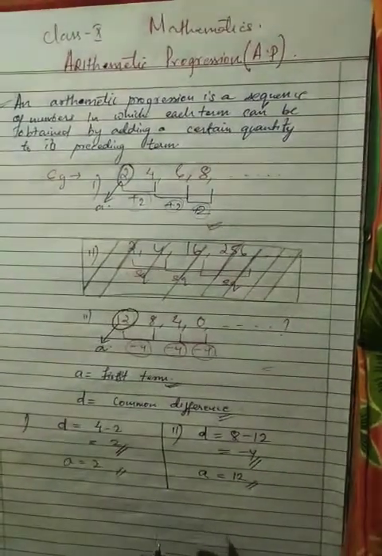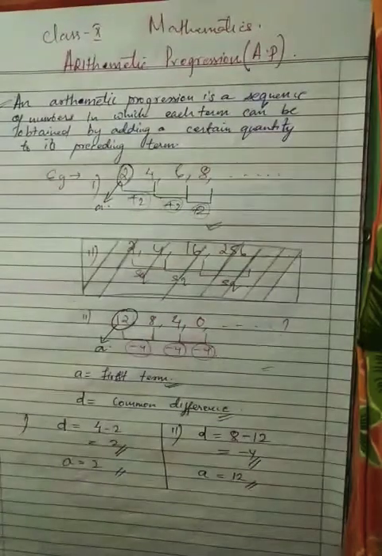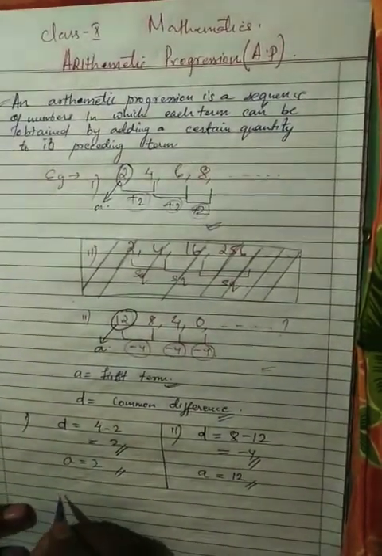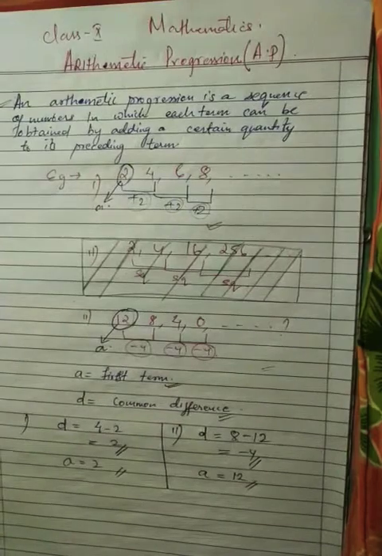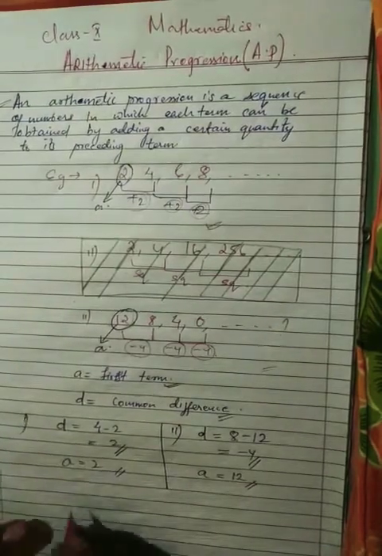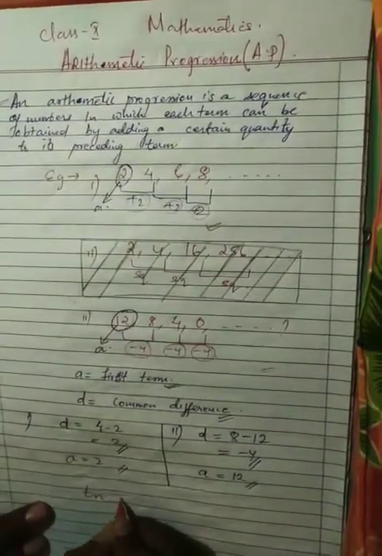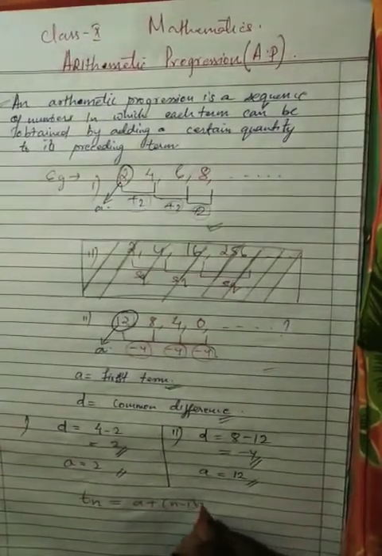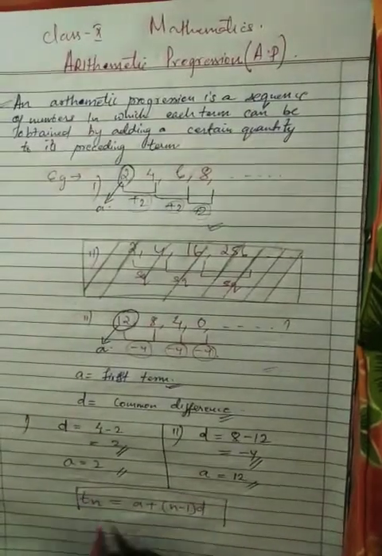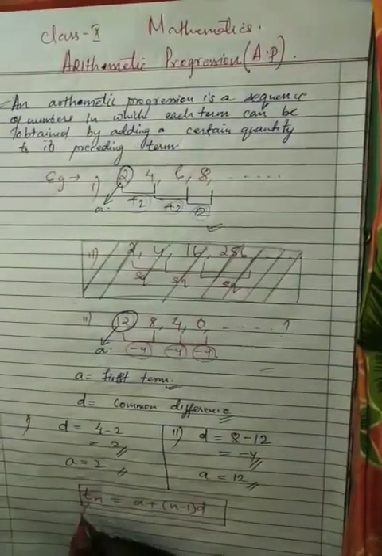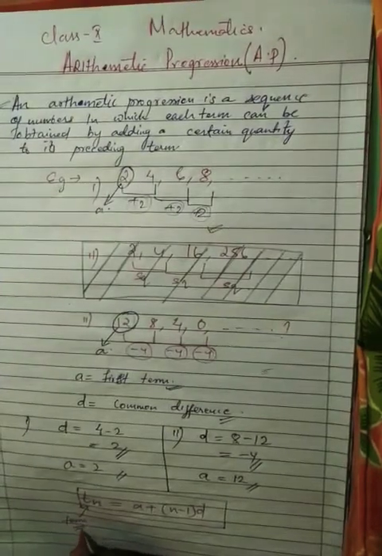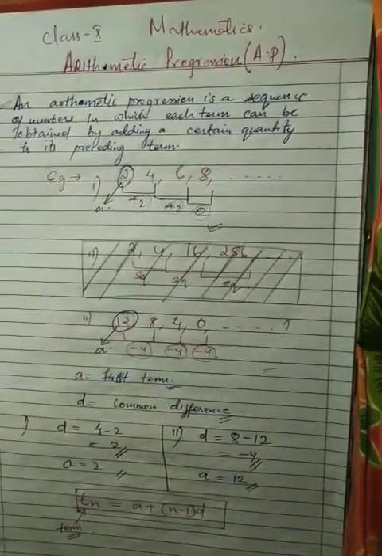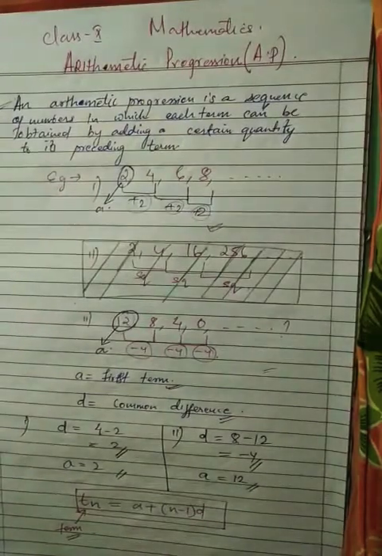Now you need to know the formula for calculating a term of an AP series. Any term n of an AP series, Tn, can be written as A plus n minus 1 into D. This is the formula for calculating a term in an AP series. Tn equals A plus n minus 1 into D.